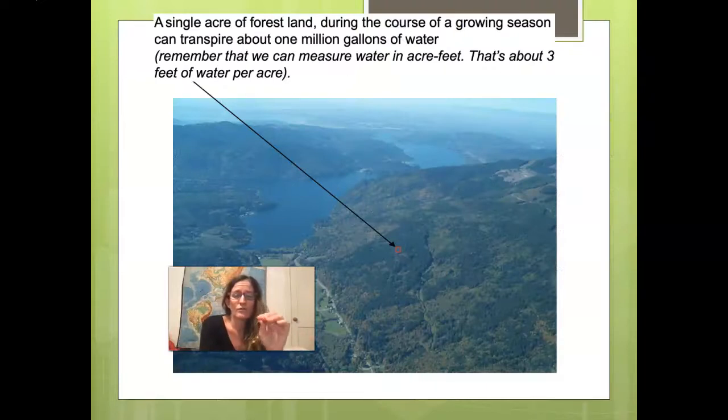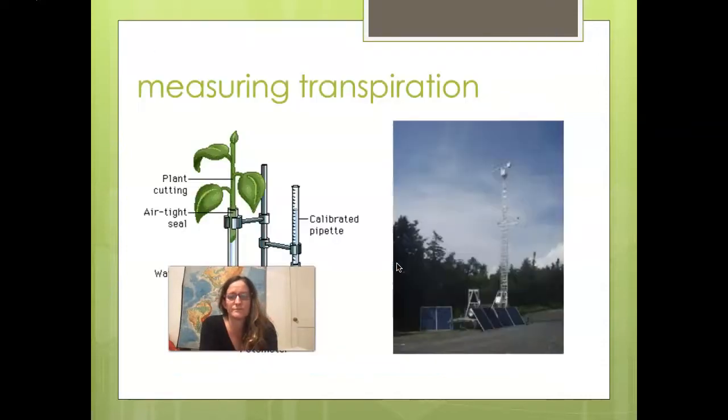If we look at a whole forest, here's an acre of forest. That acre of forest during the growing season, so what do we say, April through November or early October, is going to pull 1 million gallons of water out of the moisture. 1 million gallons of water coming out of just an acre of a dense big tree forest. It's a lot of water.